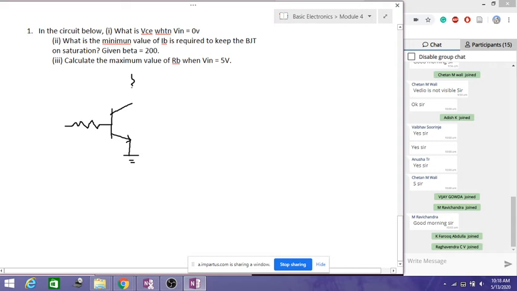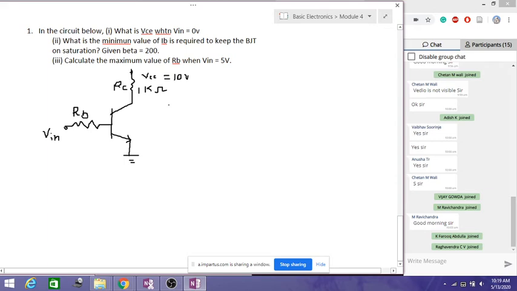Then we have the VCC equals 10 volts, and then RC is equal to 1 kilo ohms. So this is RC. So then this is RB. Then this is Vin. So this is the circuit given, so this is the VCC point here.